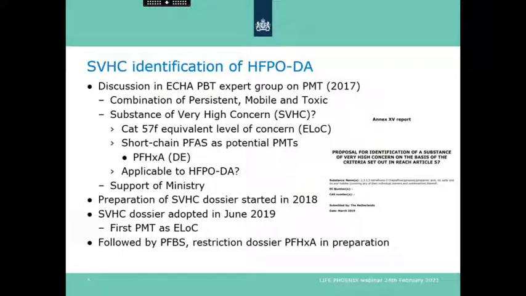This has now been followed by another perfluorinated chemical, PFBS, which was done by Norway. And also for the German substance PFASA, there's now a restriction dossier in preparation. So the concern of these perfluorinated chemicals for the PMT-like properties is now getting more and more attention and also being incorporated in the risk assessments.